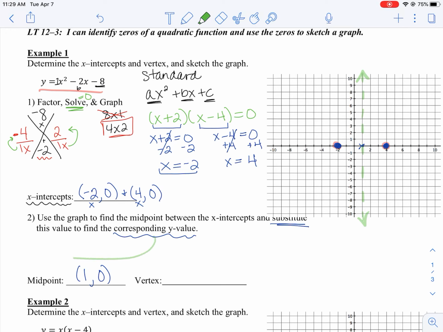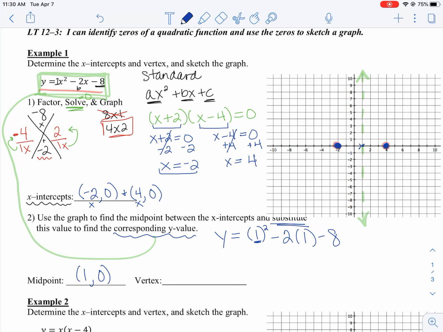Well, way up at the top, they gave us this original equation. And that's what we're going to substitute 1 in for the x value. So we would have y equals, I'm going to substitute 1 for the x. So I take the x out, I put 1 in its place, squared, minus 2, take that x out, put 1 in its place, and then minus 8 at the end. Don't forget that minus 8. Some people do.